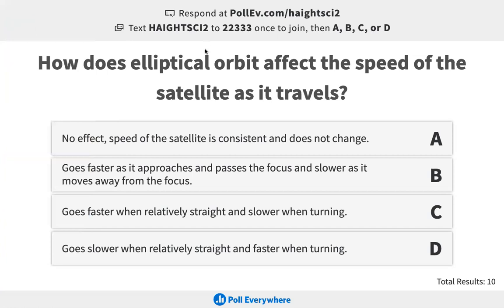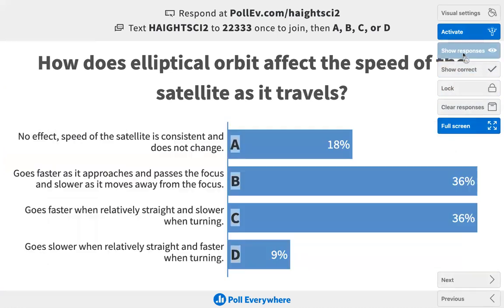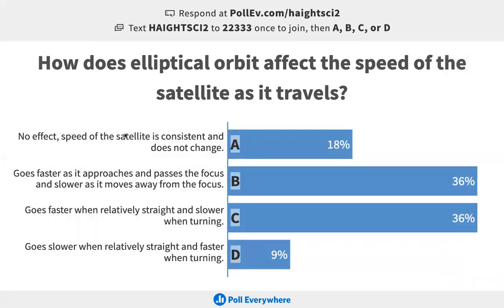All right, let's see how we are feeling. All right, we are torn between going faster as it approaches and passes the focus and slower as it moves away, or faster when relatively straight and slower when turning. So these are sort of the opposite, right? But the correct answer is in fact B. It goes faster as it approaches and passes the focus and slower as it moves away, which is kind of the opposite of what C is.